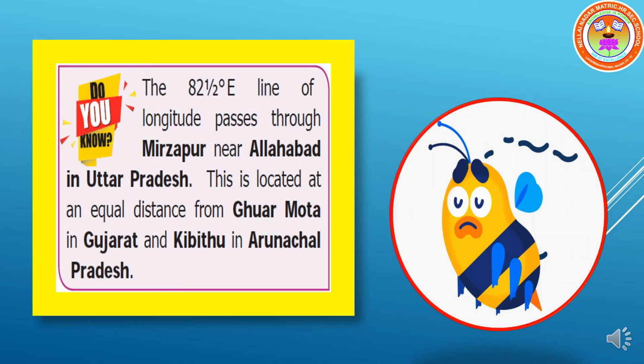Do you know, children? The 82.5 degrees east line of longitude passes through Mirzapur near Allahabad in Uttar Pradesh. This is located at an equal distance from Gormota in Gujarat and Kibuthu in Arunachal Pradesh.